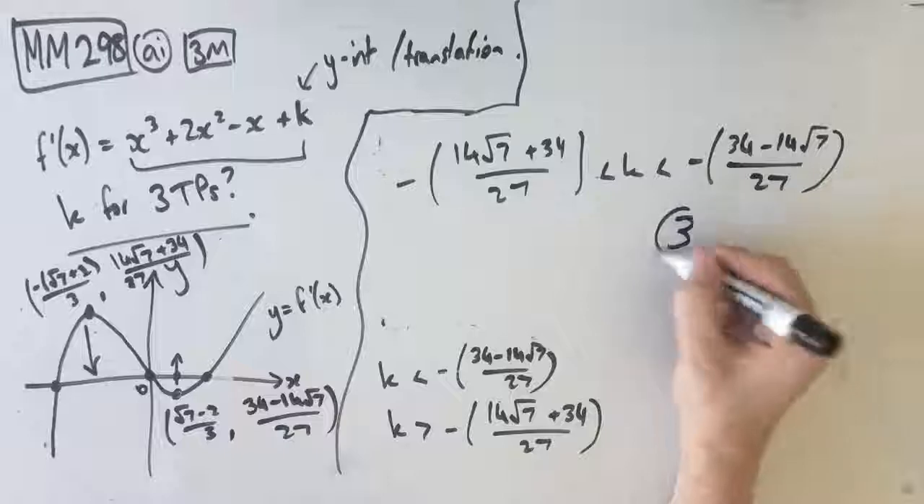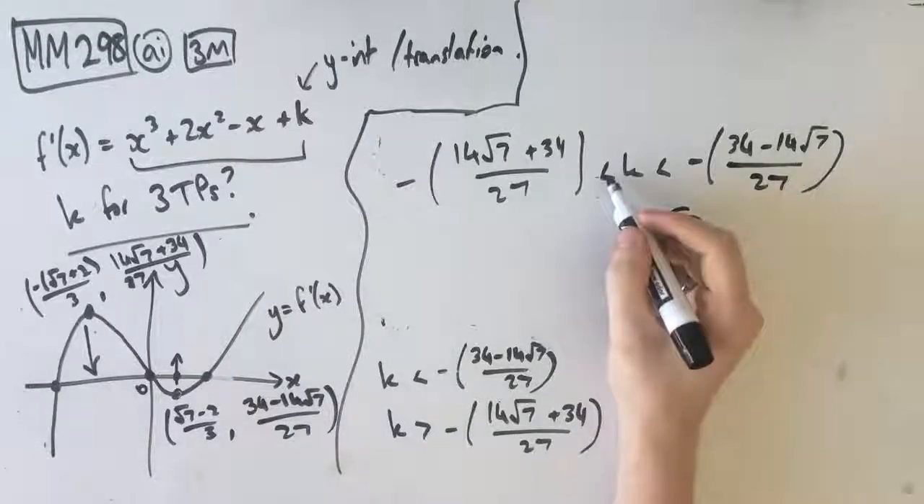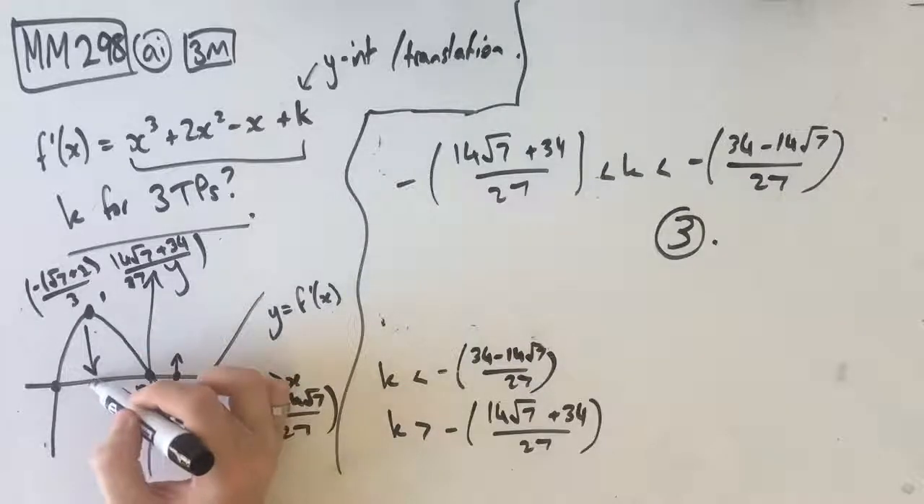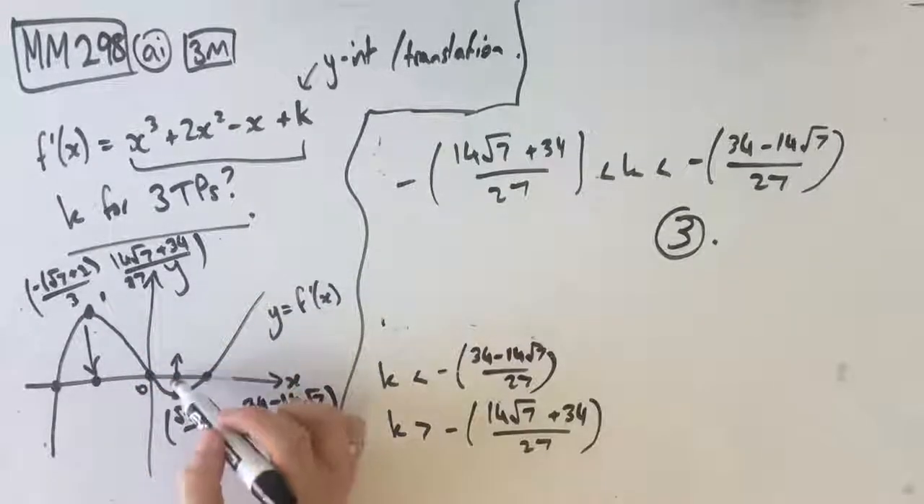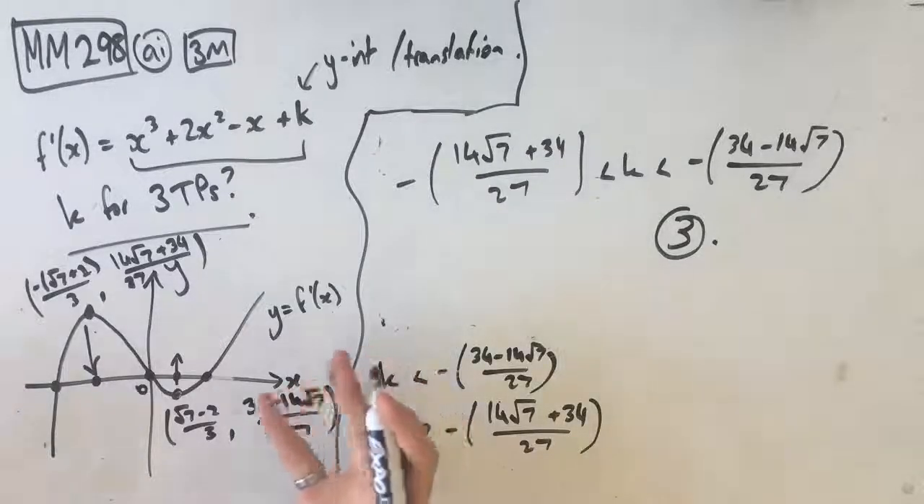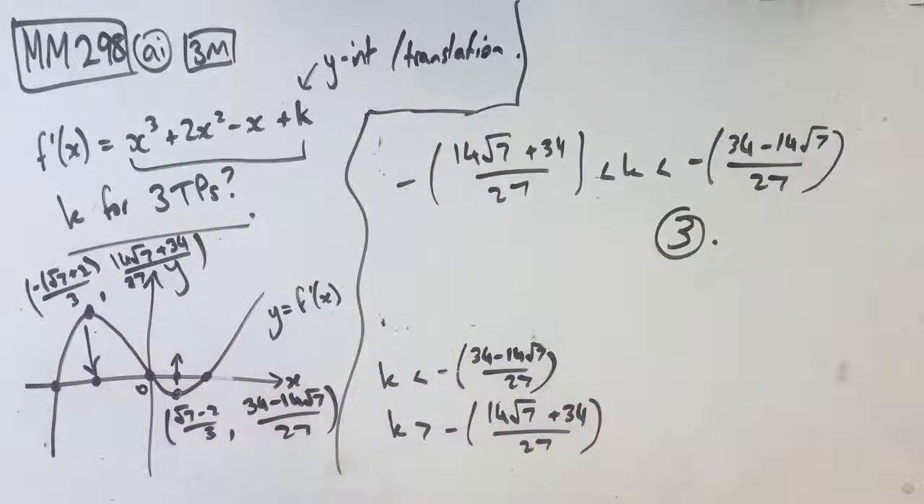Awesome. And that's our third and final mark. We don't include these values because if we included them, we would have moved that down to the axis, which means we'd have one intercept there and one intercept here, which means that the original would have 2 turning points, not 3 turning points. So we don't include the edge values.